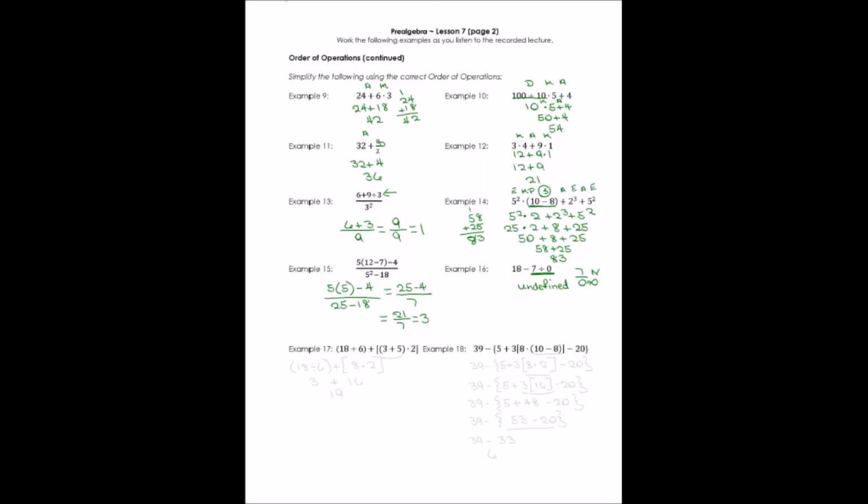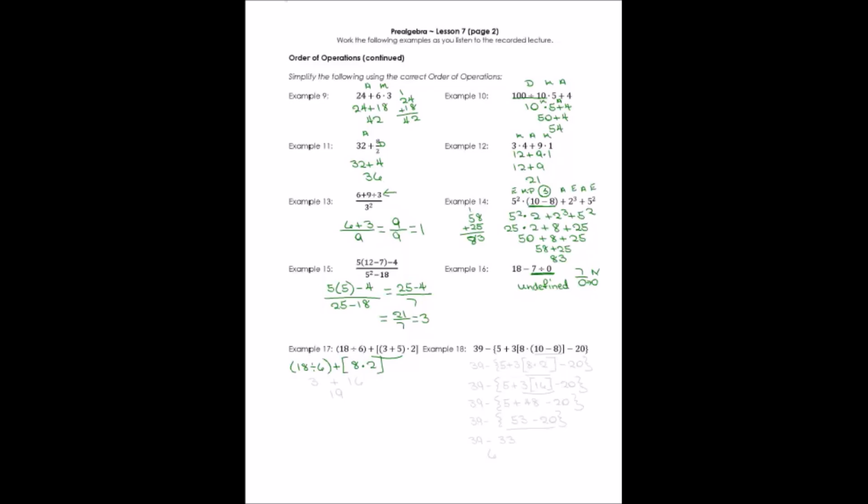Now number 17, let's see how complicated we can get. We have 1, 2, 3 sets of parentheses here. We're going to just work innermost parentheses first. We're going to handle 3 plus 5. And just for simplicity's sake, I'm going to write the rest of the problem down just like it is and only do one step at a time. So inside these brackets, I do 3 plus 5, which is going to be 8, and everything else just stays the same.